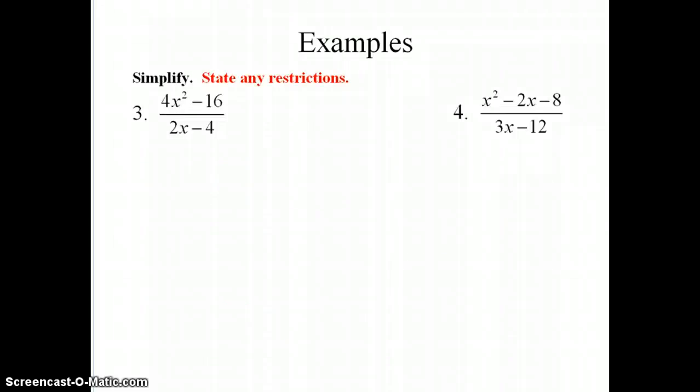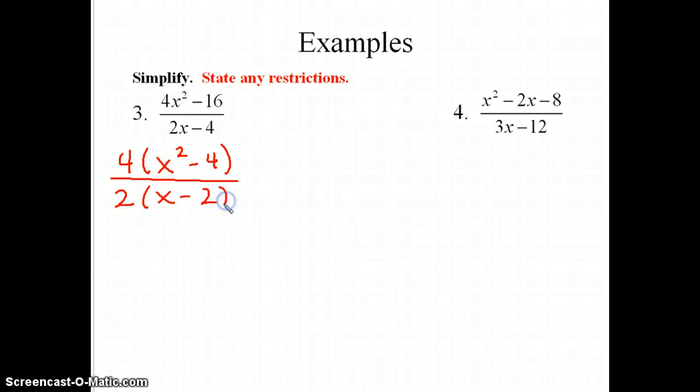The steps are no longer here, so you will need to refer to your notes when completing these. Problem number 3. I am going to look for a GCF. The GCF in the numerator is 4. I'm left with the quantity x squared minus 4. In the denominator, my GCF is 2, and I'm left with x minus 2.